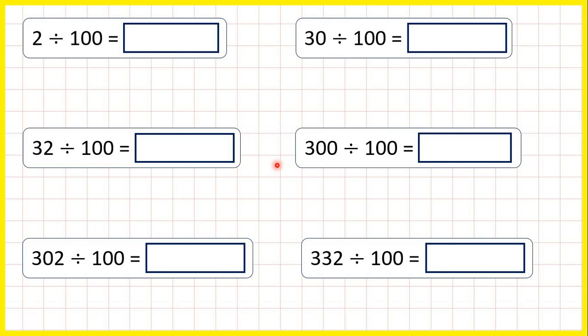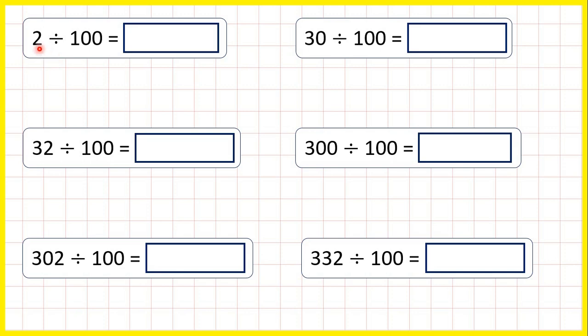Now for these questions, we're dividing by 100, but apart from 300, the numbers we're dividing are not multiples of 100. They're not numbers that are in the 100 times table. And that means that we're going to get decimals as our answer.